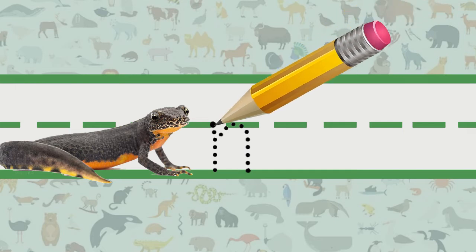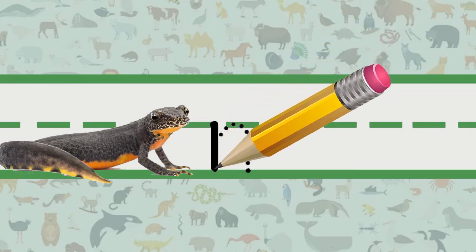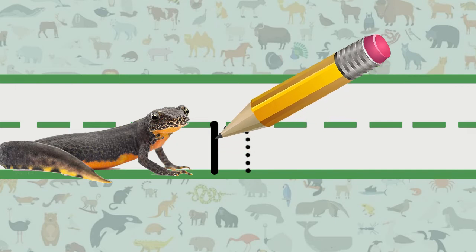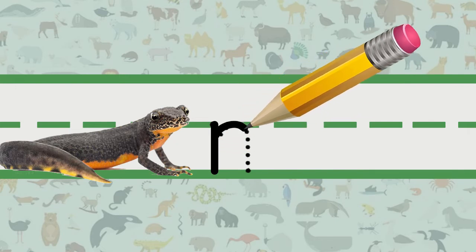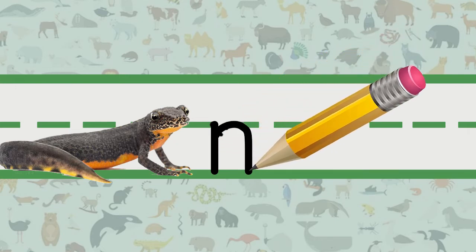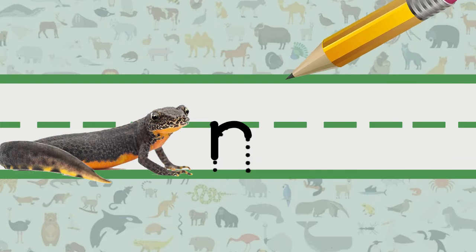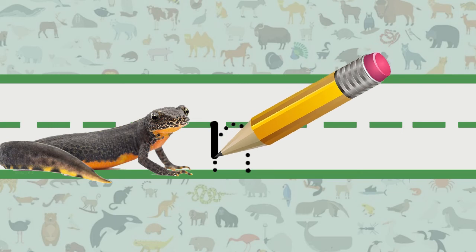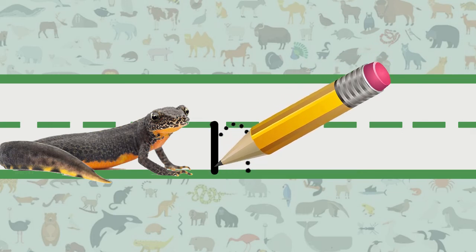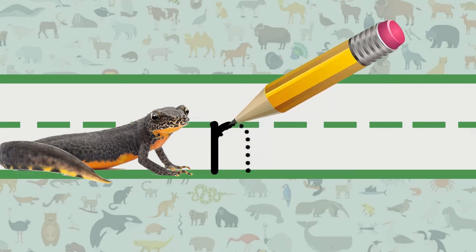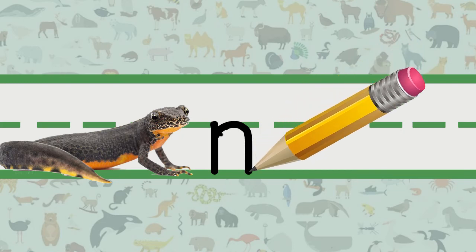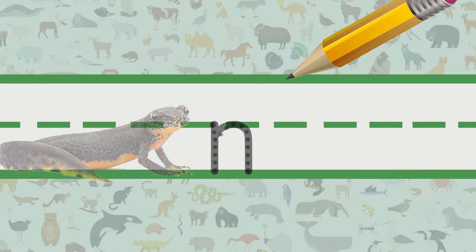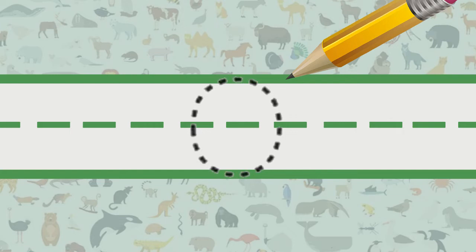Start at the middle and draw a straight line down to the bottom. Then go back to the middle and draw a curved line down to the bottom. Good job! Let's try that again. Start at the middle and draw a straight line down to the bottom. Then go back to the middle and draw a curved line down to the bottom. Good job! Now let's write the letter O.